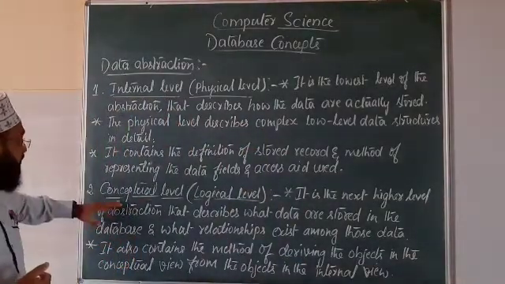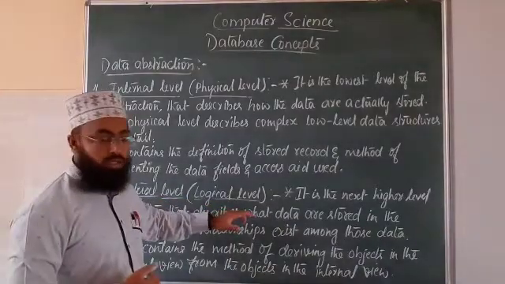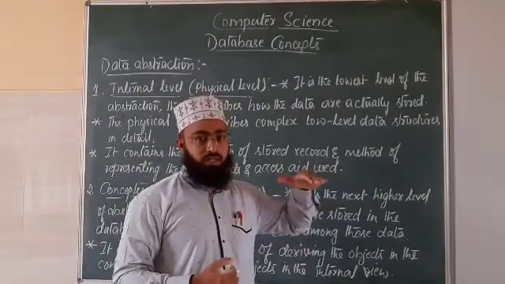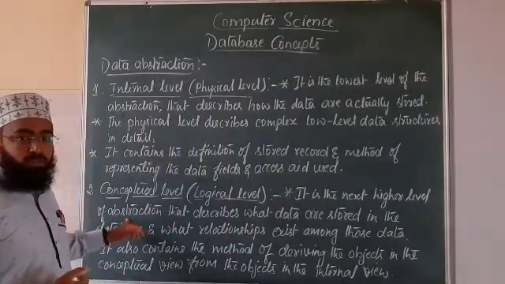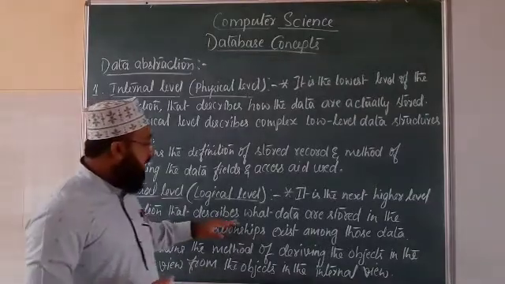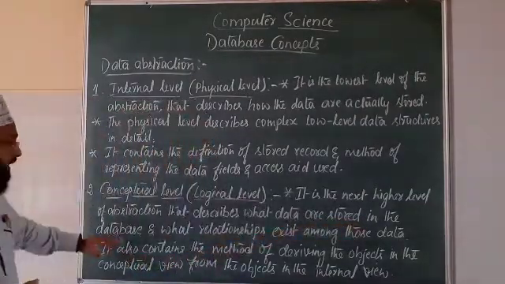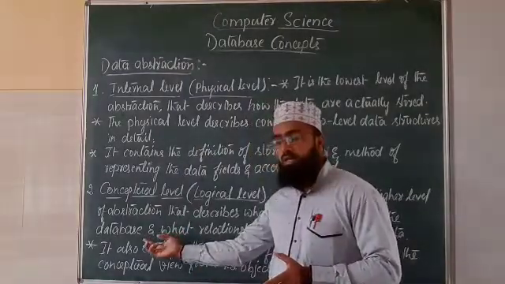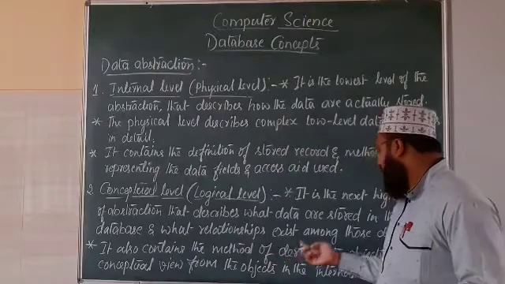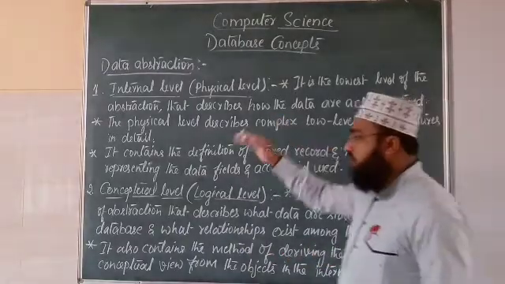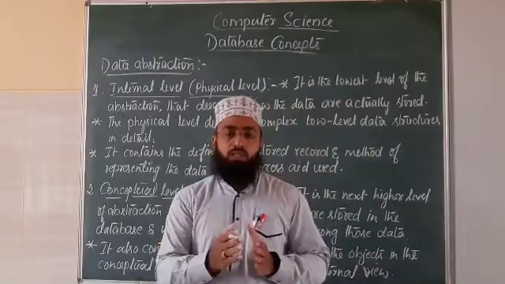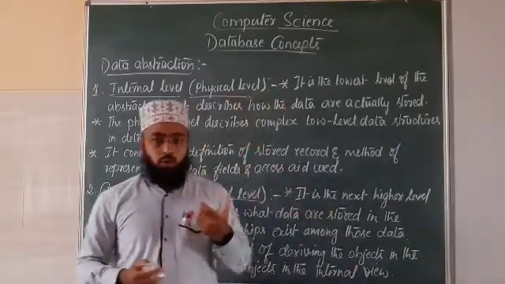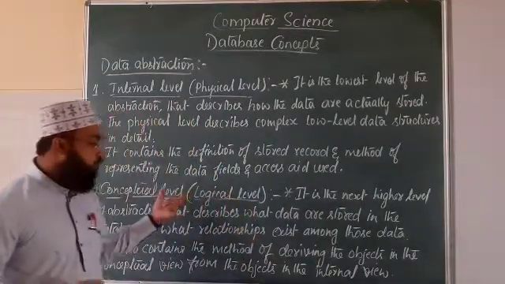And the second level, that is the conceptual level, which can also be called the logical level. It is the next higher level. Yes, if you see the diagram from the bottom, first is the internal level, then the next higher level is the conceptual level of abstraction. That describes what data are stored in the database and what relationships exist among those data, how they are related to each other. This can be shown under the conceptual level.